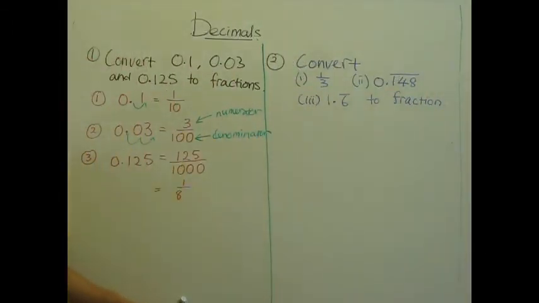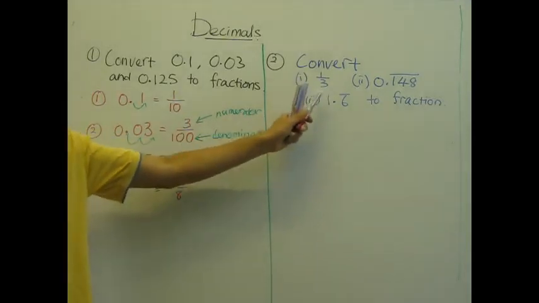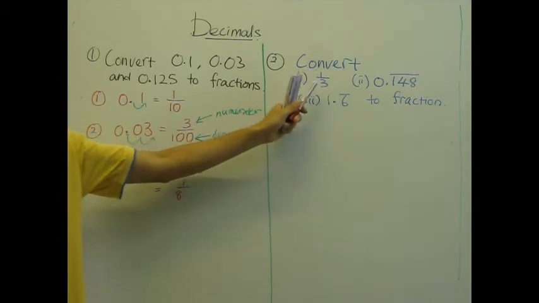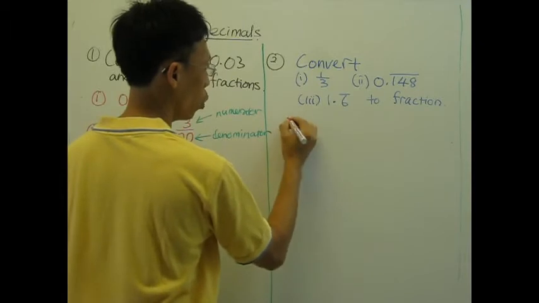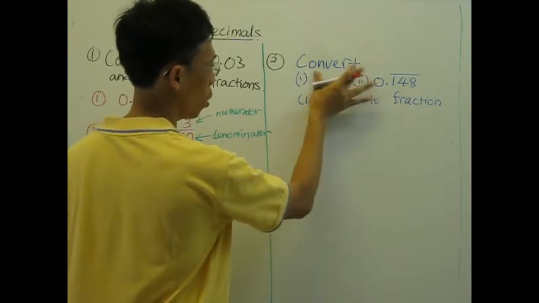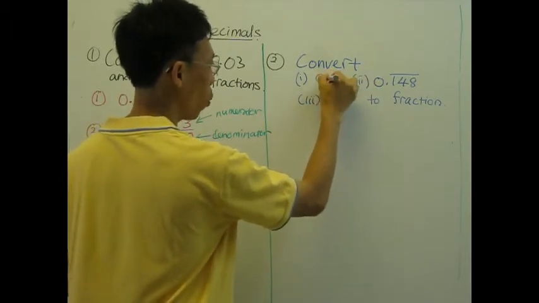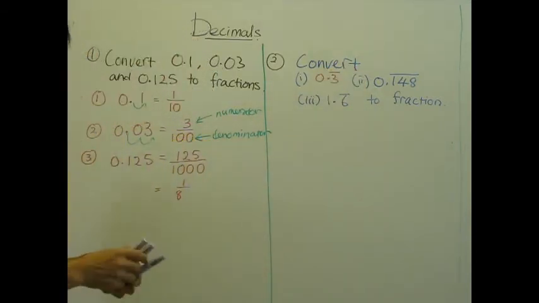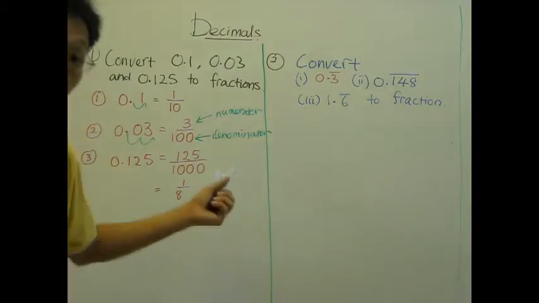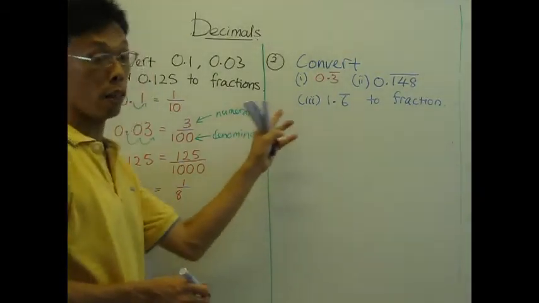Now we look at another sort of fraction, this particular one. Convert the following into fractions. I think this one is already a fraction, so you don't have to convert it. Actually, this is not 1/3, it should be 0.3 with a bar on top. Alright, let's say we want to convert 0.3 with the bar on top. We know the answer, this is going to be 1/3.